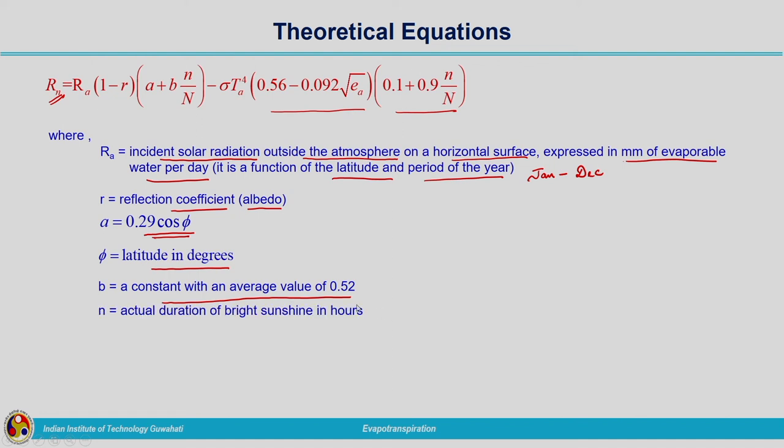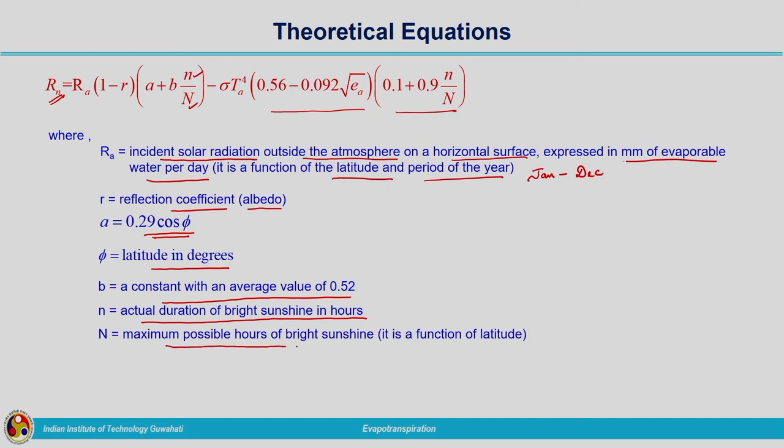Now, small n, we are having two n terms, small n and capital N. Small n is representing the actual duration of bright sunshine hours. That is, certain days will be having different sunshine hours, some days will be cloudy, some days will be too sunny. So, the actual duration of sunshine hours in a particular day is represented by small n. And capital N is the maximum possible hours of bright sunshine. It is also a function of latitude, because how the sun rays are falling depends upon the angle with which it is lying. So, latitude plays an important role in the calculation of evapotranspiration.